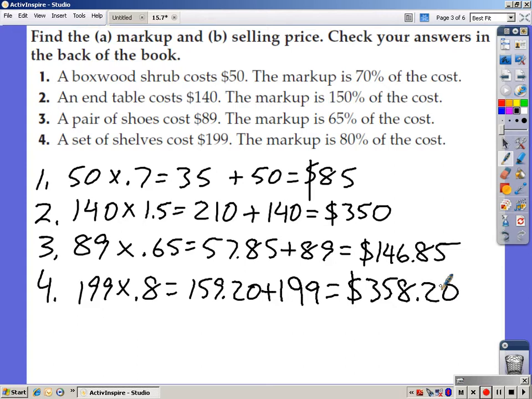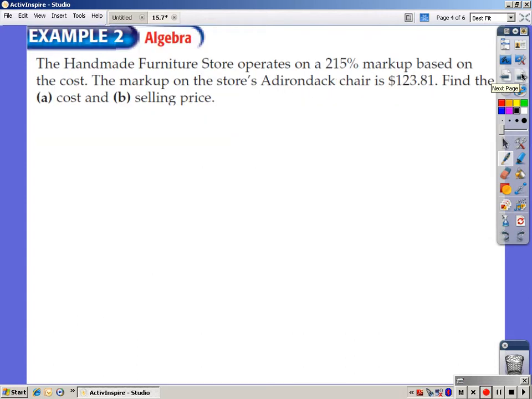Okay? Pretty easy. Now, example 2 says the handmade furniture store operates on a 215% markup based on the cost. The markup on the store's Adirondack chair is $123.81. Find the A, cost, and B, the selling price. Okay. Well, we know how much the markup is, and we know the percent of the markup. What we don't know is our cost. So we're going to let X equal cost.